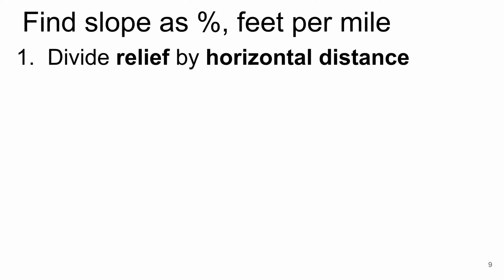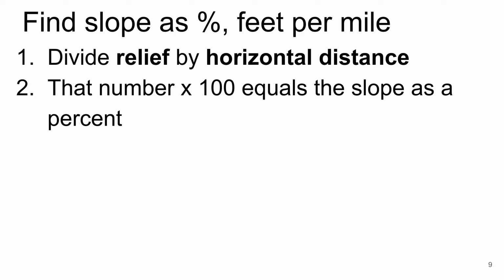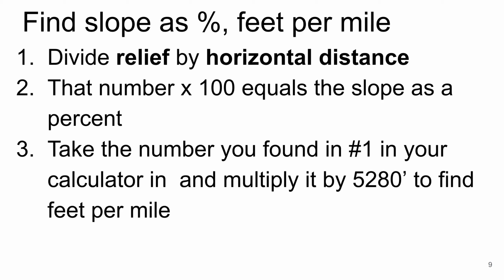So we're going to find the slope as a percent. To do that, you divide the relief, the vertical difference, by the horizontal distance. That number times 100 and then rounded to a whole number equals the slope as a percent. The answer from number 1, relief divided by horizontal distance, multiplied by 5,280 will equal the slope in feet per mile. And we'll go through some examples so that you can do it yourself and get used to it.